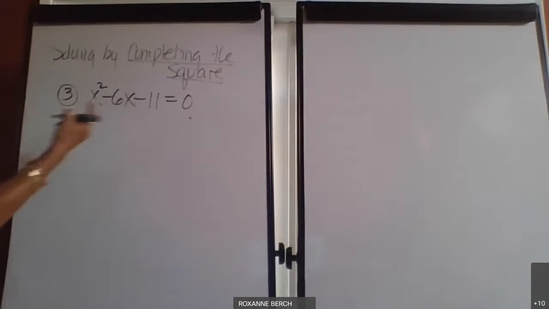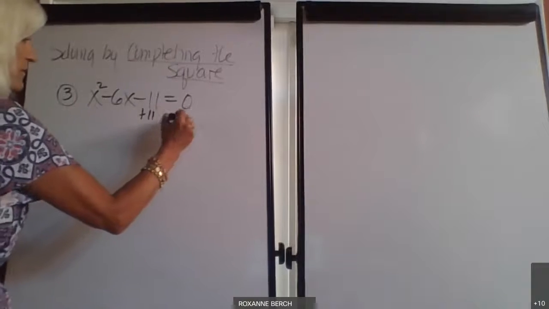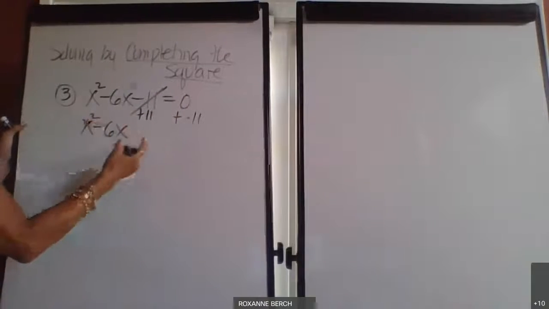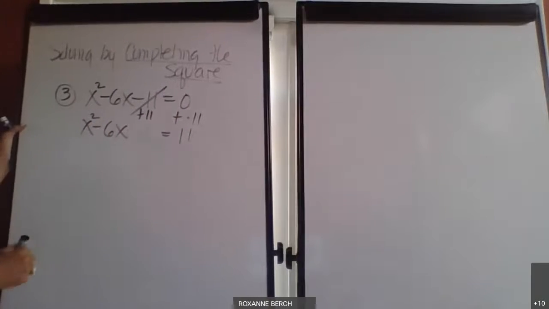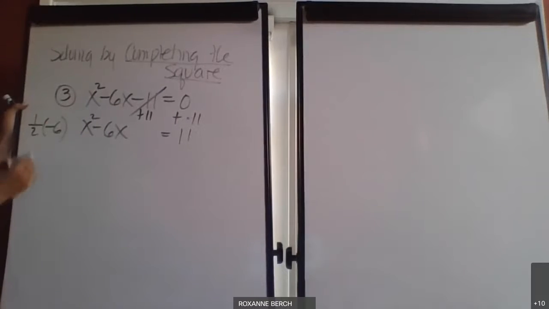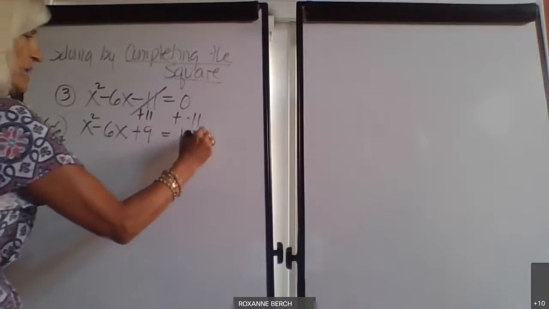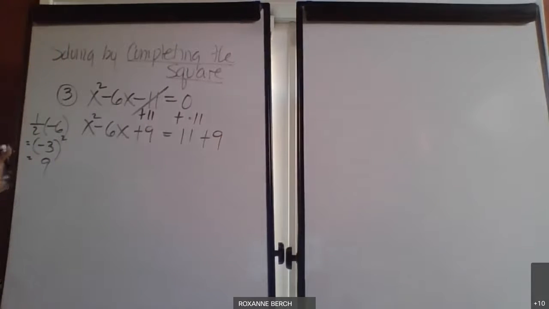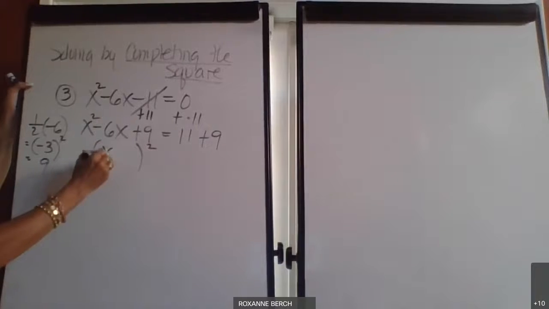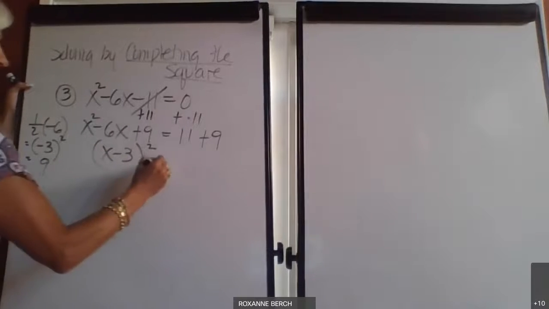So, solving by completing the square. This guy is useless. Let's get rid of him. And you're going to leave yourself a little bit of space to create the perfect square trinomial. So you're going to take half of negative 6, which is what? Negative 3. And when you square it, you get 9. So when you add 9, you add 9 to that side. So your binomial square is x minus 3 quantity squared equals 20.